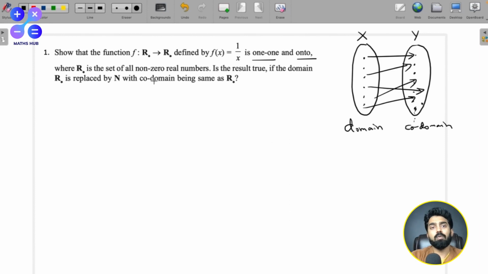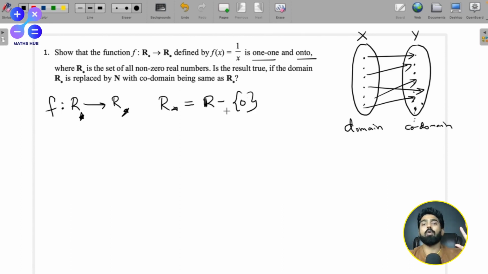The second thing you need to know is what this R star is. In this question, they've given us a function f which is mapped from R star to R star. They've told us that R star is the set of all non-zero real numbers. So R star is basically the set of real numbers minus 0. You just remove 0 out of the set of all real numbers.